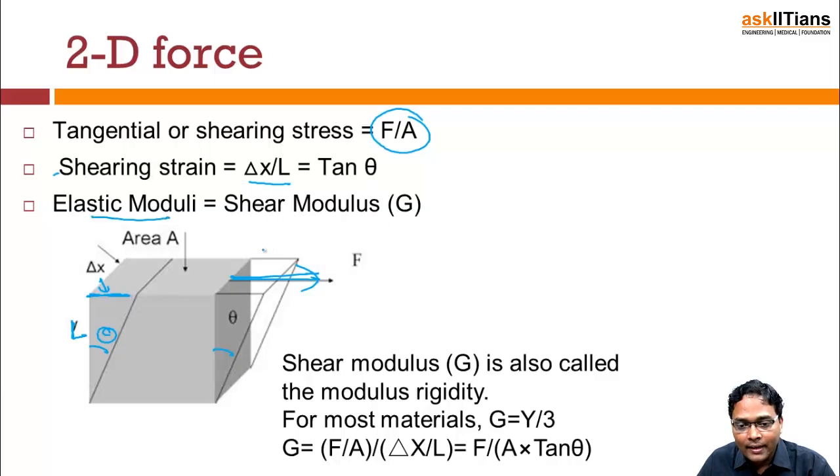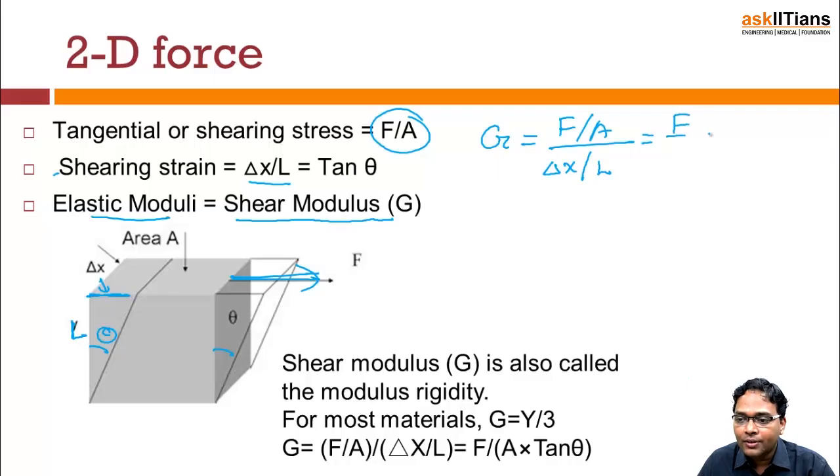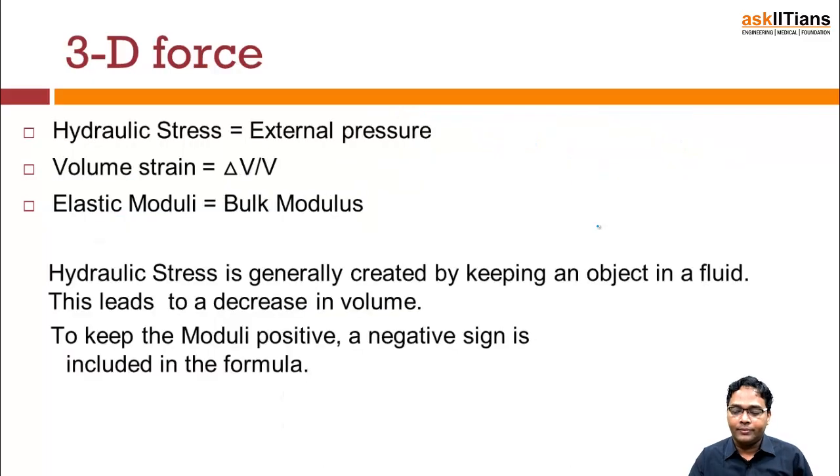Further, if we talk about the elastic moduli in this case, it is also known as the shear modulus. The name given here is shear modulus. So shear modulus is also known as the modulus of rigidity. So how will you define it? G is going to be equal to F by A divided by delta x divided by L, or you can simply say F divided by A tan theta. So this is the expression of the tangential or the shearing stress that you have.